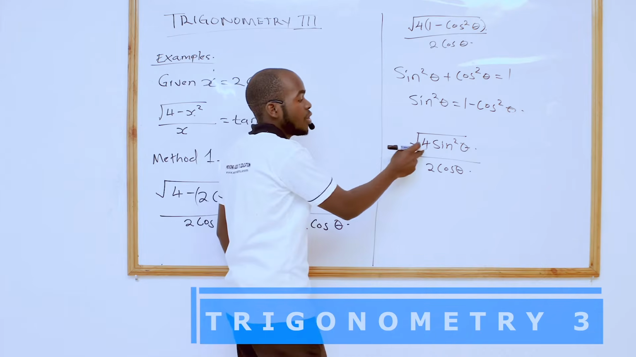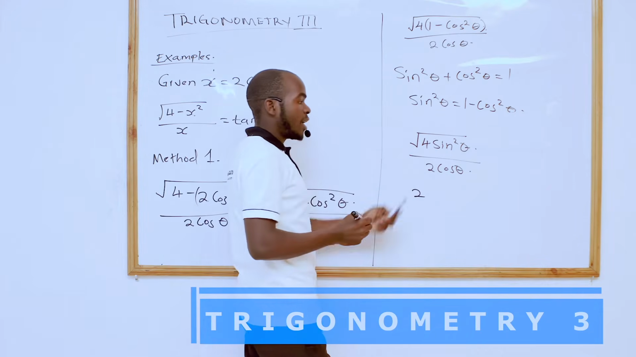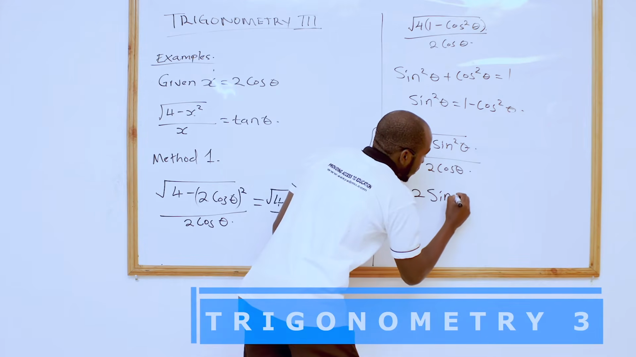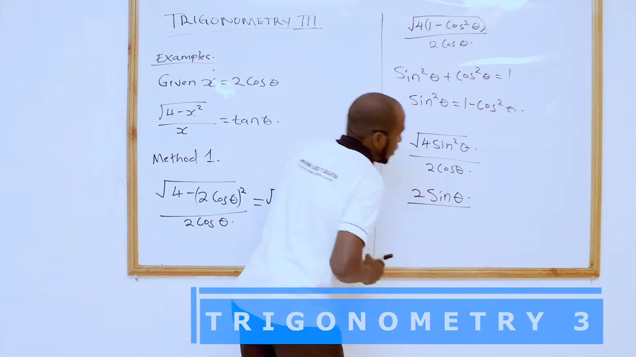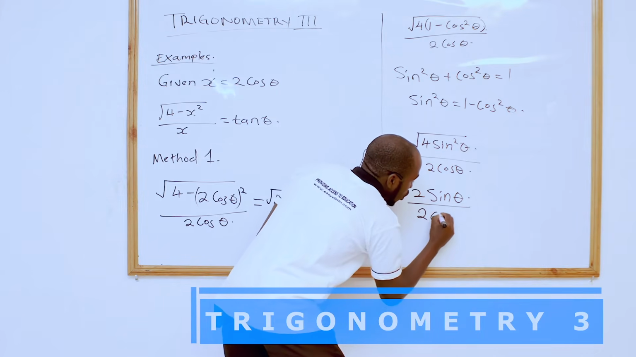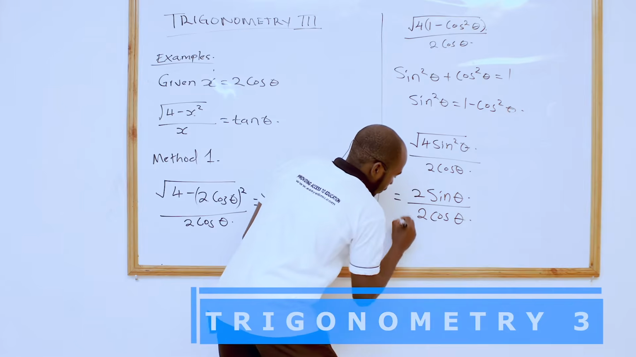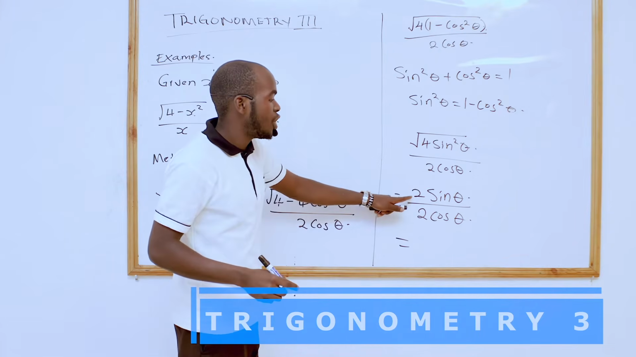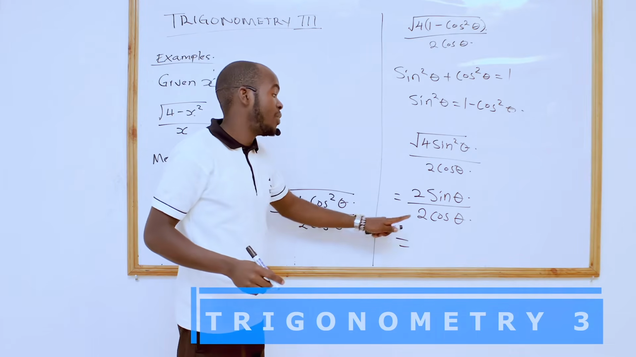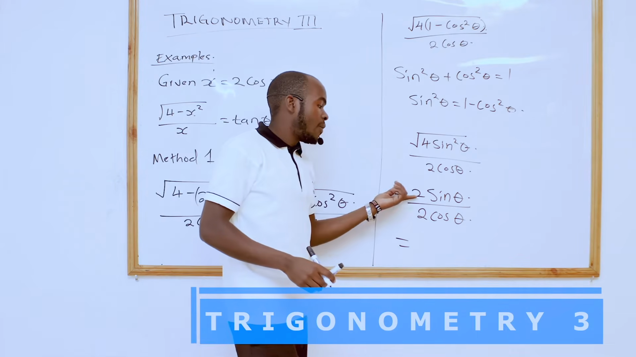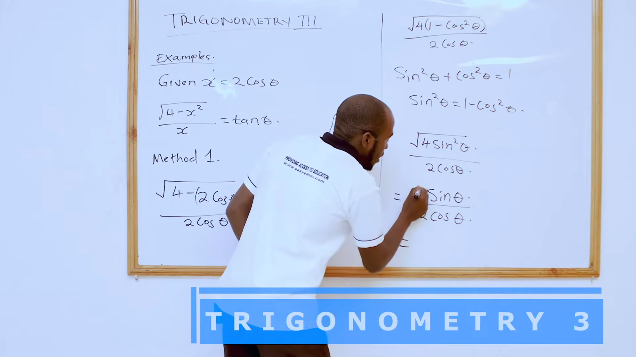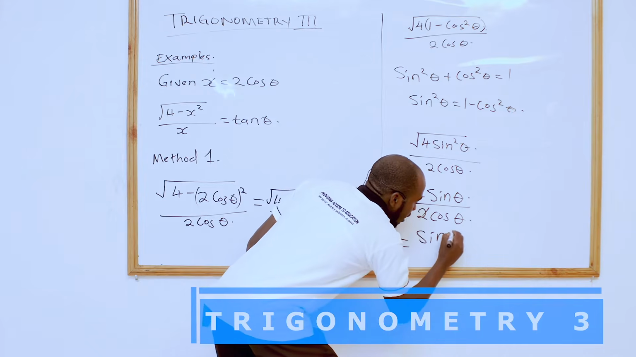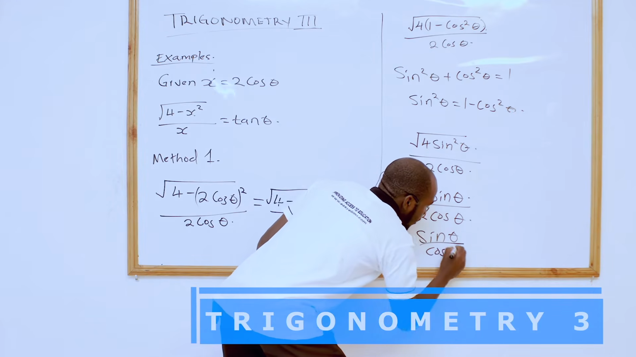So meaning that the square root of 4 will be 2, and the square root of sine squared theta is just sine theta. So it is sine theta over 2 cos theta. Meaning that here we have 2 common in both numerator and denominator, so we can eliminate it by cancelling, and we shall find sine theta over cos theta.